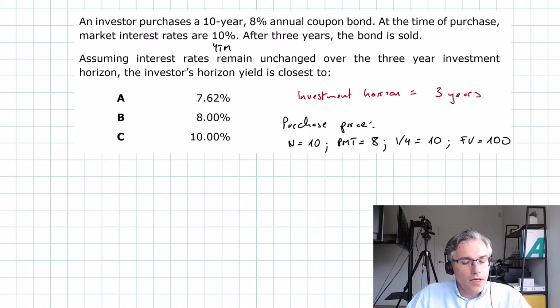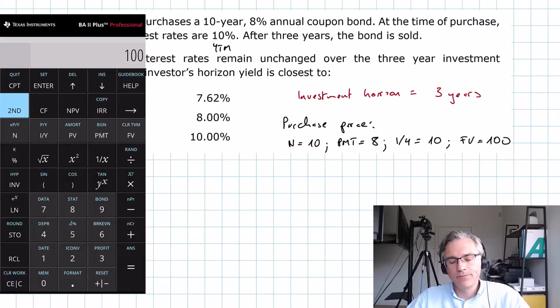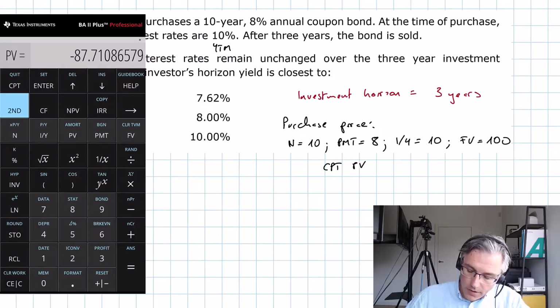Okay, taking the calculator, clear the time value of money first. So second FV, now 10 for N, 8 for PMT, 10 for I over Y, of course in no particular order. You can input these numbers, and 100 for FV. And now get your calculator to compute. So CPT PV. Okay, out pops 87.711, so to speak.